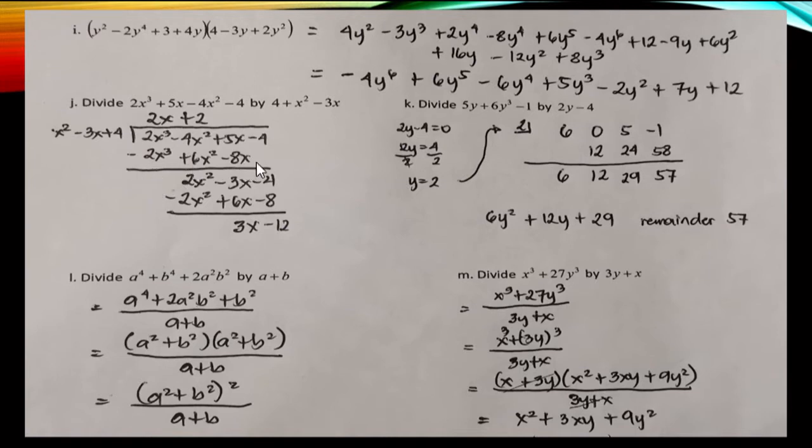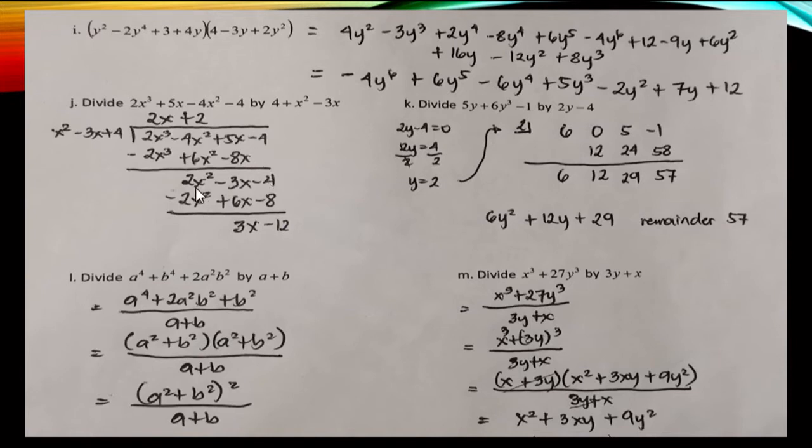So, ato ang i-minus sila, kana 0 na. Negative 4x squared plus 6x squared, that is positive 2x squared. Dere po, 5x minus 8x, ang mabili, negative 3x. Then, bring down ta ni negative 4.